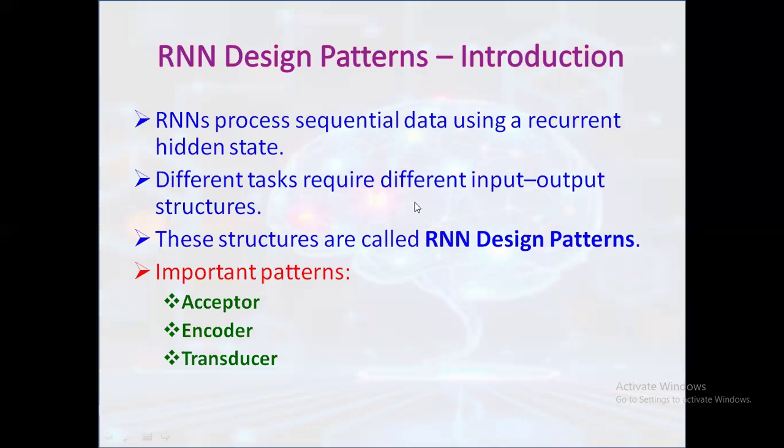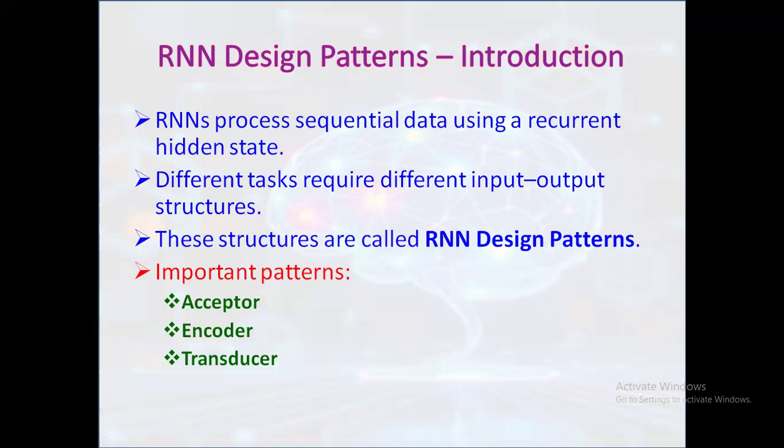And different tasks require different input output structures. We'll see examples for these cases also. Depending on the problem, an RNN may need to produce a single output, a sequence of outputs, or fixed length representations. Therefore, the same RNN architecture is adapted into different structural patterns to suit the task requirements, based on the applications we are going to take into account. And these structures are called the RNN design patterns.